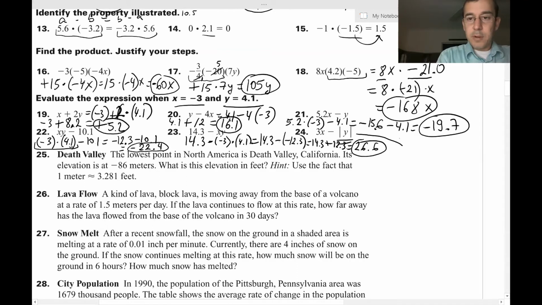For 24, we're going to have 3x. 3 times x is minus 3. And then minus absolute value of y, or 4.1.